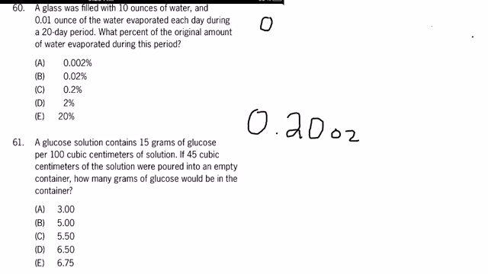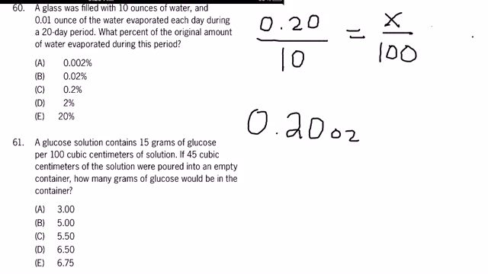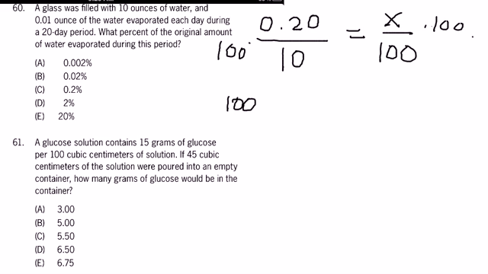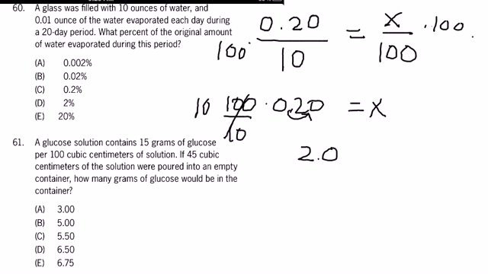That means that we have to set up this kind of equation. The ratio of 0.20 to 10 is what percent out of 100? Pretty simple to solve for x. Multiply both sides by 100. So we have 100 over 10 times 0.20 equals x. 100 over 10 is just 10. 10 times 0.20 moves the decimal one space to the right, just like that. 2.0 is x. So 2% of the original amount of water evaporates.